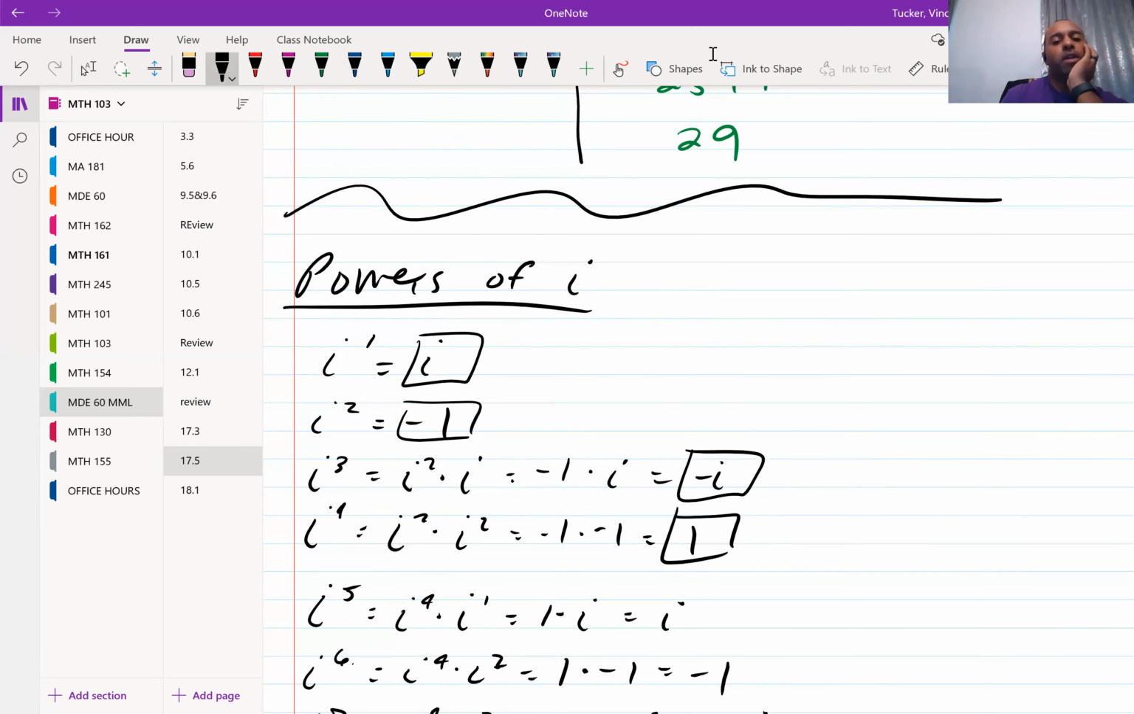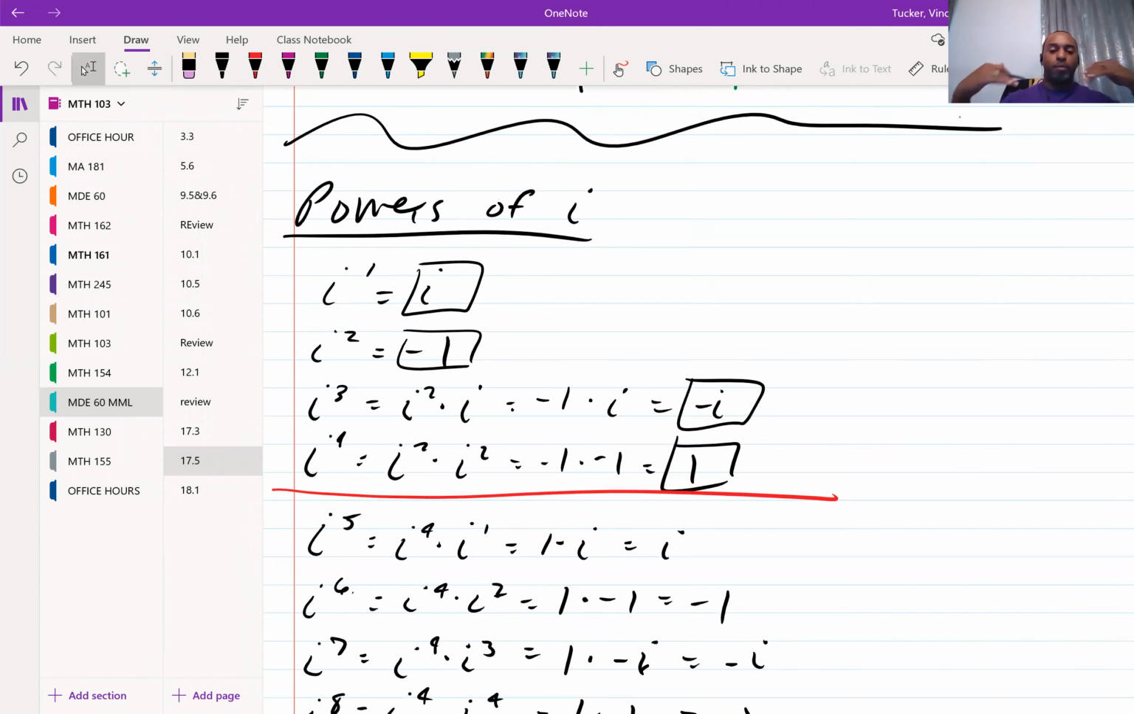All right. So i squared is negative 1. Negative 1 times i is negative i. And then this last one, i to the fourth, is i squared times i squared. 2 plus 2 is 4. And i squared and i squared is negative 1 times negative 1, which is positive 1. So those are the 4 main versions of i, as far as the powers of i.